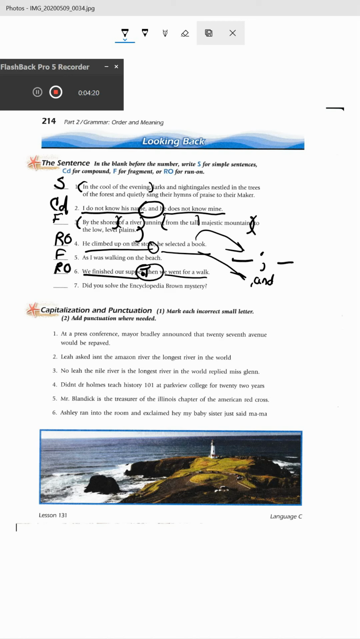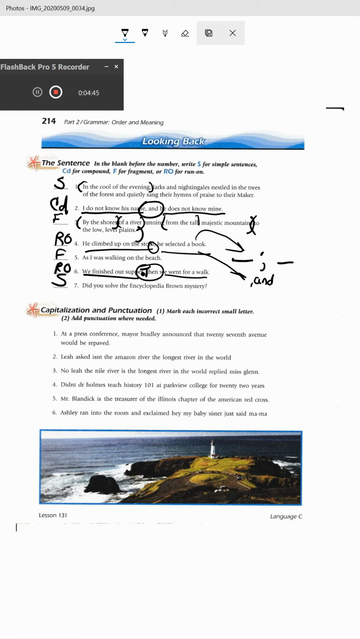Did you solve the Encyclopedia Brown mystery? A nice question, and it looks to be good to me. And as I look at my book, it is correct. All right, capitalization and punctuation. I get it. I hate these two because they stick so many things in there. You're bound to miss one thing, but do the best you can. Let's do a few of them together.